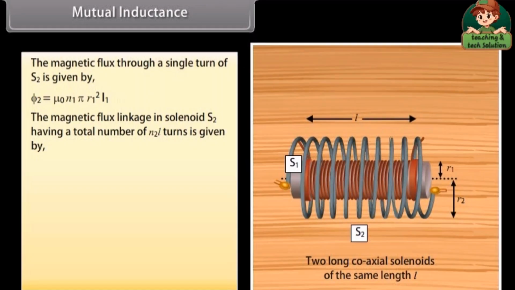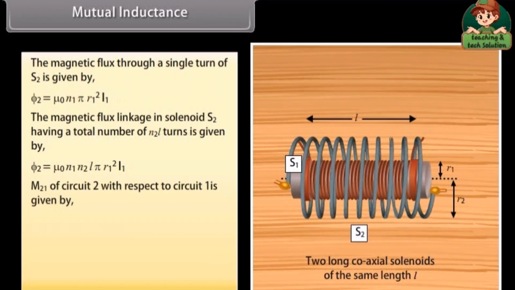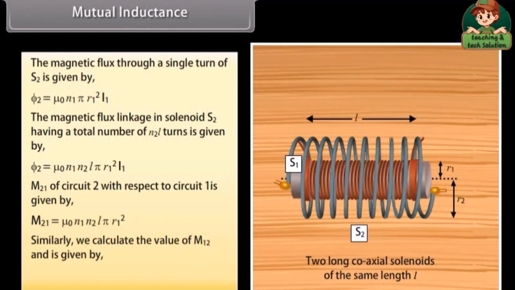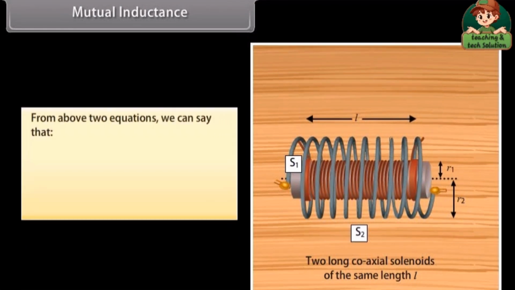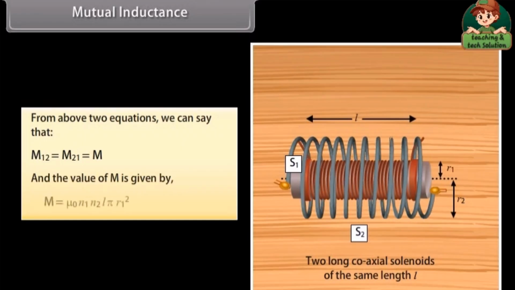The magnetic flux linkage in solenoid S2 having a total number of N2L turns is given by mu naught N1 N2 L pi R1 square I1. The mutual inductance M21 of circuit 2 with respect to circuit 1 is given by mu naught N1 N2 L pi R1 square. Similarly, we calculate the value of M12, which is given by mu naught N1 N2 L pi R1 square. From the above two equations, we can say that M12 is equal to M21, which equals M. And the value of M is given by mu naught N1 N2 L pi R1 square.